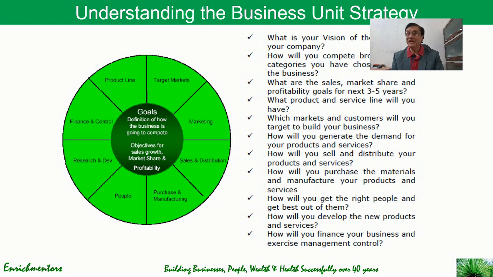To do all this, we will need people, right? So what is our people strategy? What kind of people do we need to get? How will we keep them motivated all the time? How will we retain them? How will we compensate them? All the people-related strategies. That's what we need to understand again as a part of the business unit strategy.